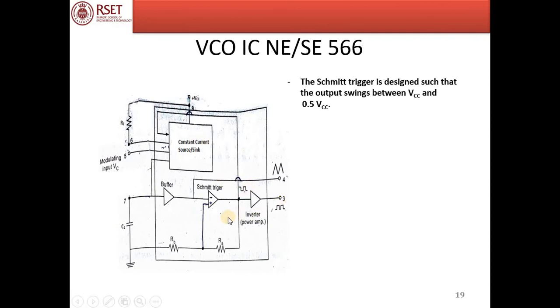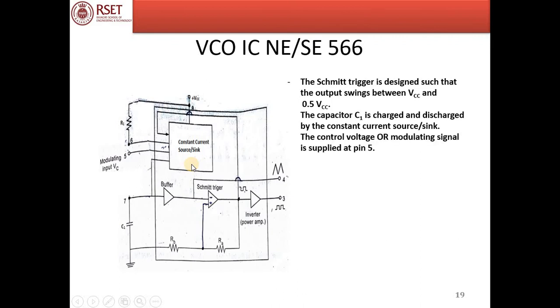So let us see how this works. In this particular IC, the Schmitt trigger is designed in such a way that the output of the Schmitt trigger does not vary from minus Vsat to plus Vsat, but it varies between VCC and half of VCC, 0.5 VCC. VCC is the supply voltage given. So this capacitor C1 is charged and discharged by this constant current source / sink.